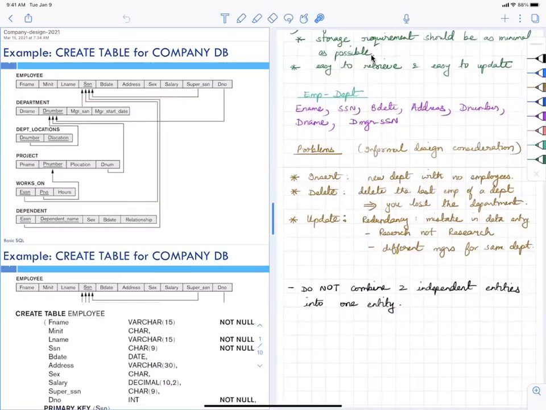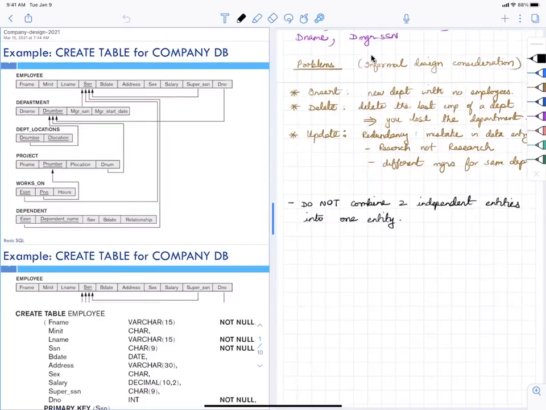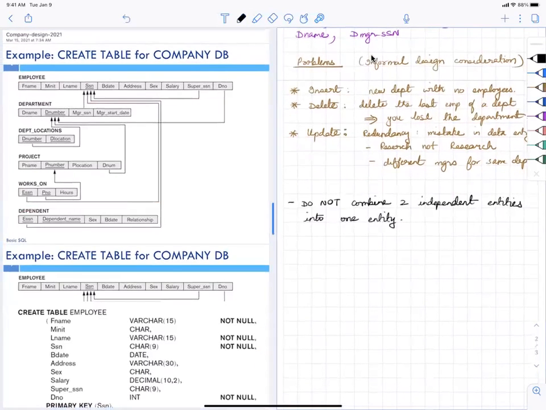So whenever you come up with a design, you always try to minimize redundancy, but you also try to minimize null values. So that's the next rule: minimize null values in tables.